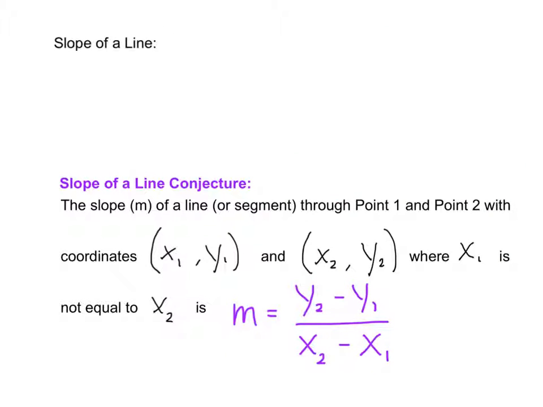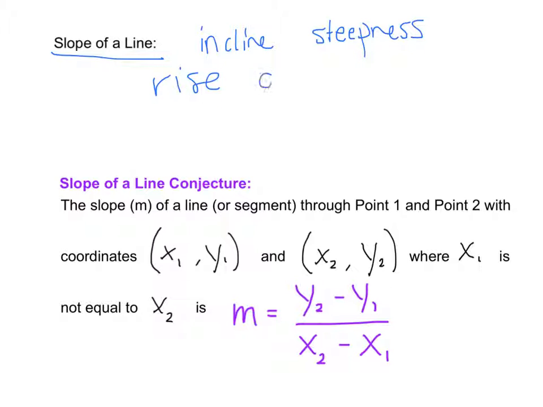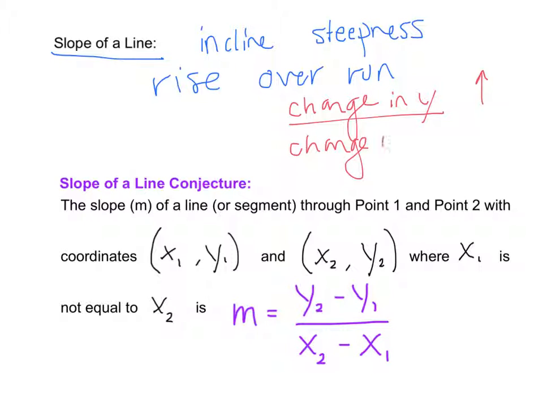The slope of a line is a really important vocab term to know. It is the incline or steepness of a line, and we measure it by a nice little phrase, rise over run. So essentially it's the change in y, so that's the rise, over the change in x, which is the run.